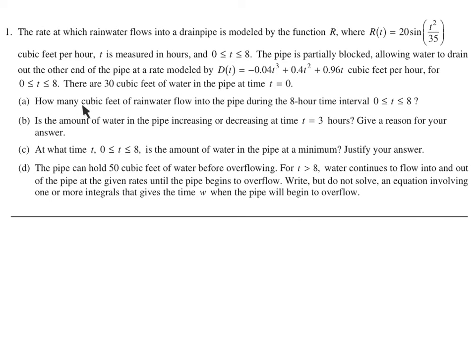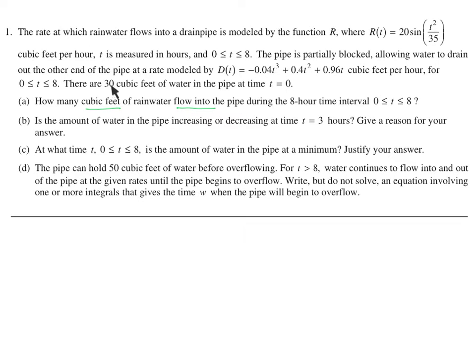So for question 1, how many cubic feet, that's important, flow into the drain pipe in the 8-hour interval? So I only want what's coming into the drain pipe. Do I care about D here? I don't care what's draining out. So D is out of the picture for this question. But does it care about what's coming in? Yes. Now R is a rate. If I want how many cubic feet, well, I am at cubic feet per hour. How do I get a rate down to an amount? Aren't we going to be integrating? Okay. So we are going to be integrating.